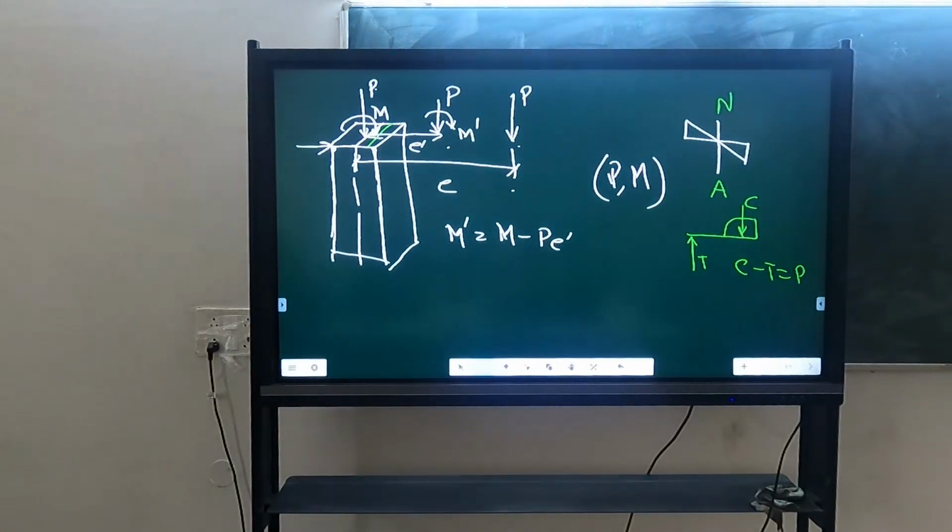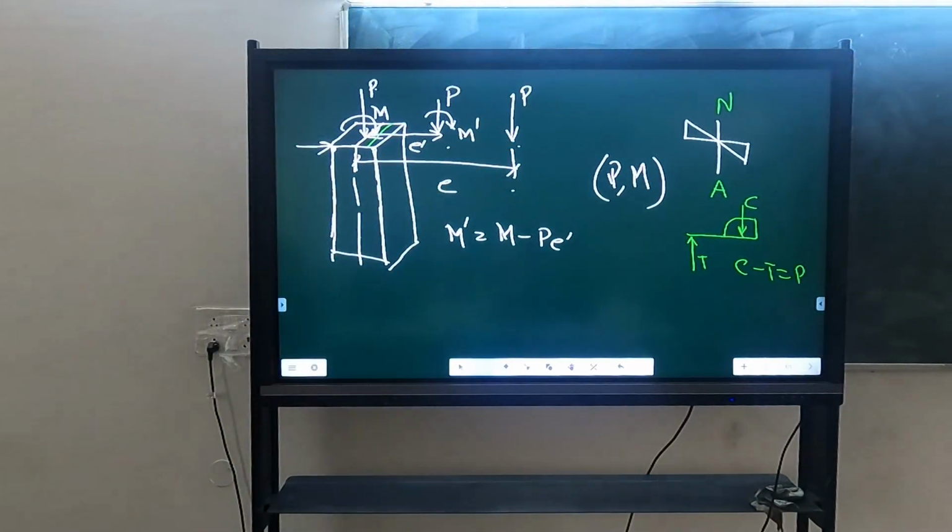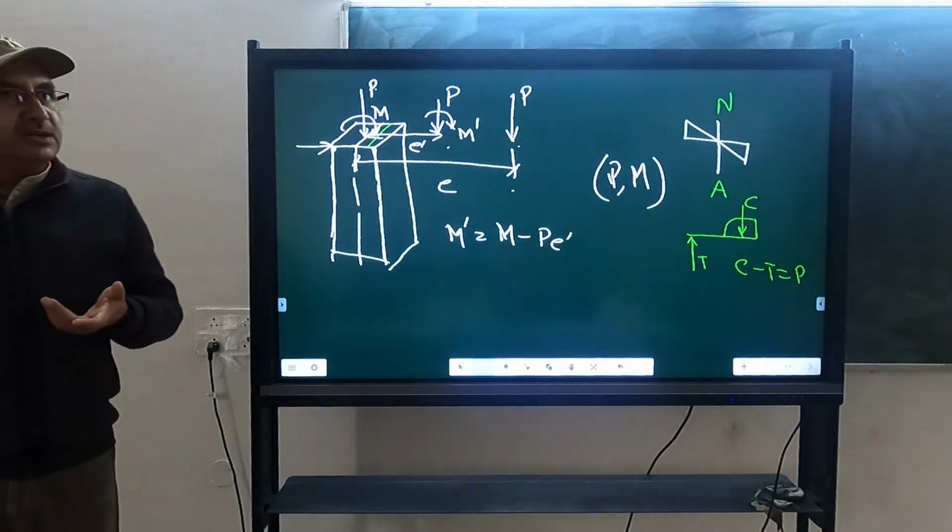So both the demand and the capacity should be about the same axis. If those are not about the same axis, then there will be a discrepancy in the result, because the moment value does not remain the same about different axes. So if I take the neutral axis, is there any problem?